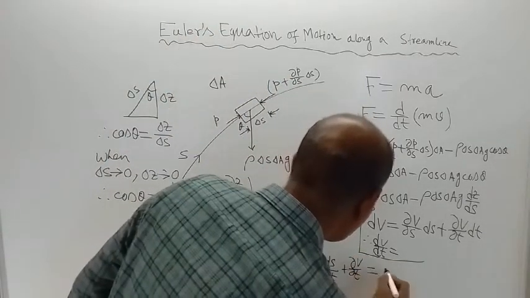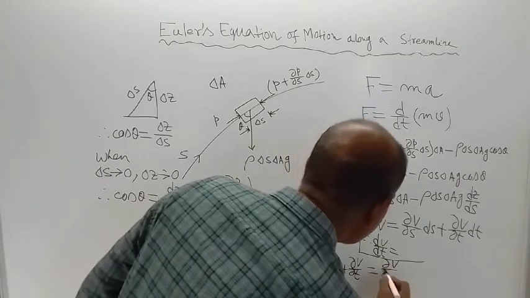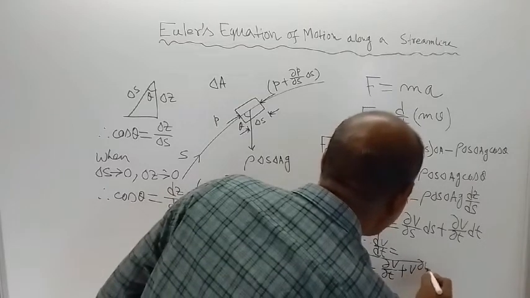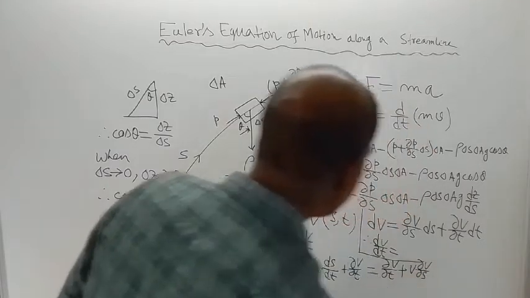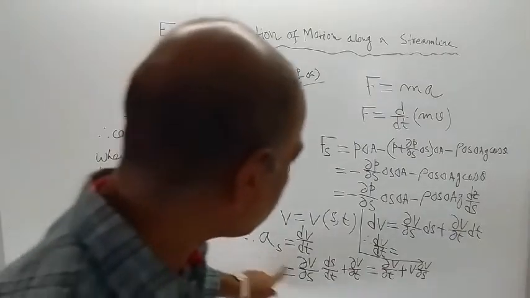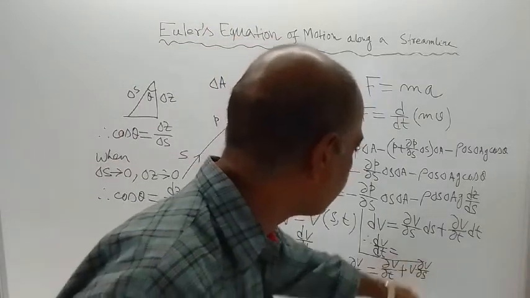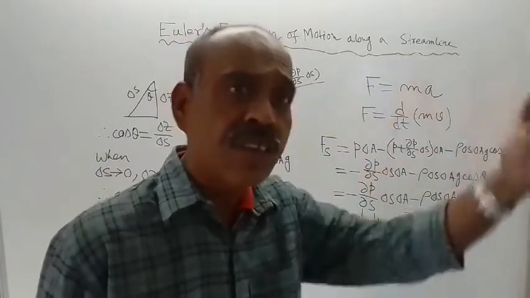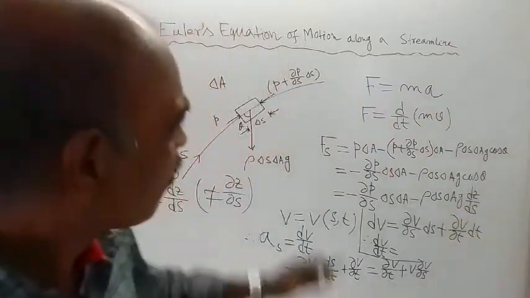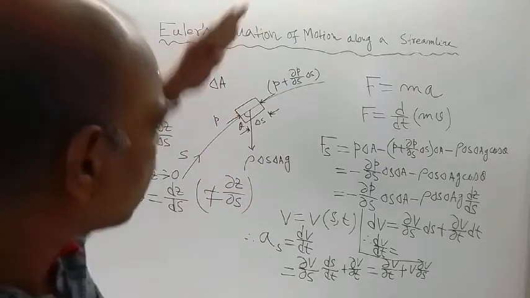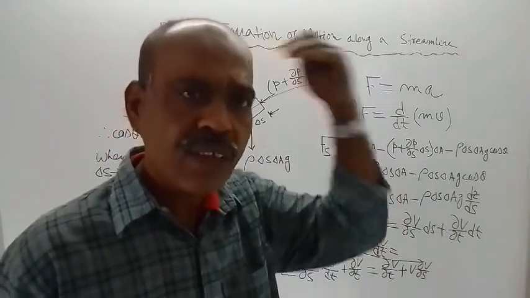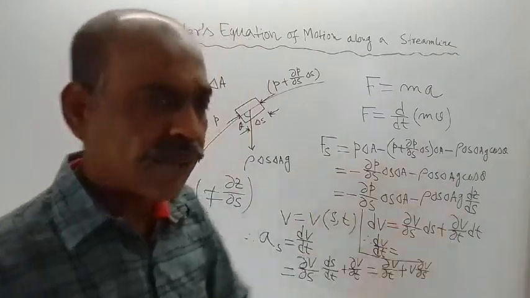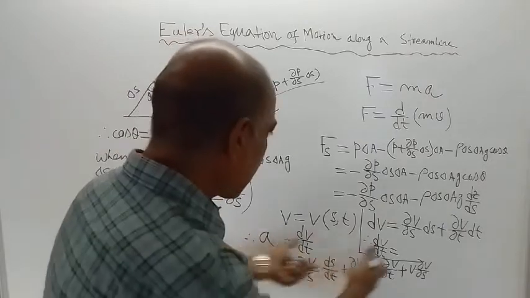Therefore, I am writing here ∂v/∂t plus v ∂v/∂s. Just keep in your mind that this v represents velocity along the streamline, which means the velocity vector is tangential at any point on the streamline. So this is the acceleration.